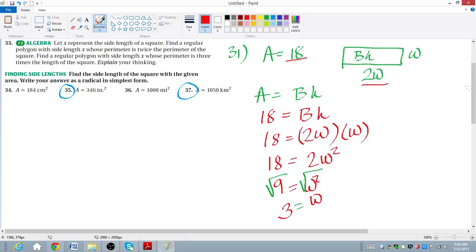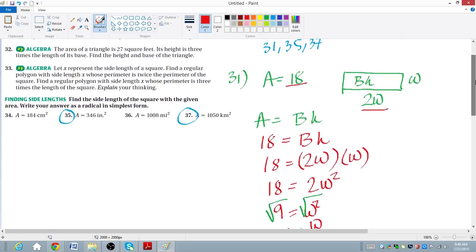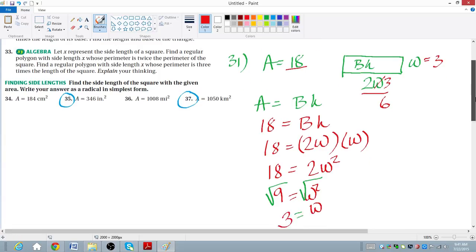So now I figure out W. W is the width. I know this is 3. And since this is 3, 2 times 3 is 6. So you have your width is 3 and your length is 6. Now you gotta plug it back in just to see if it makes sense. Well, area is 18. I know that 3 times 6 is 18, so it makes sense. That's number 31. Now let's do number 35.